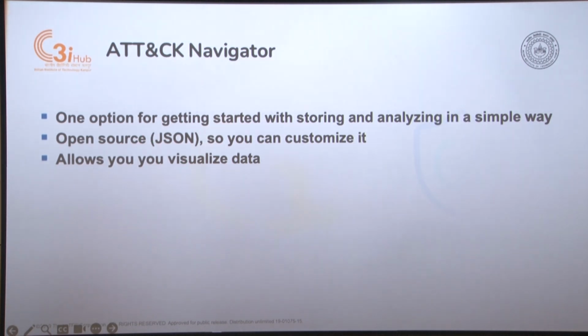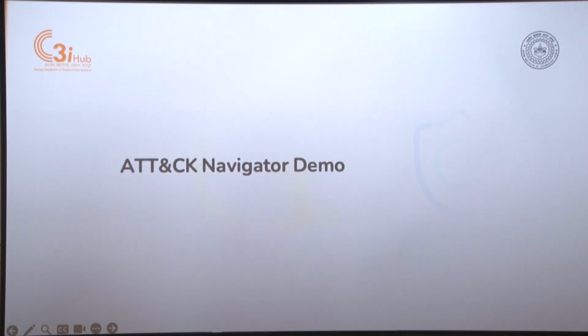You can also host this navigator tool locally on your machine, and there is an online hosted version which I showed you last class. Then you can export these mapped TTPs in JSON format, which is in machine readable format, which can be further ingested in other tools which support these patterns. Also it will allow you to visualize the data. So now we will see a demo of ATT&CK Navigator.